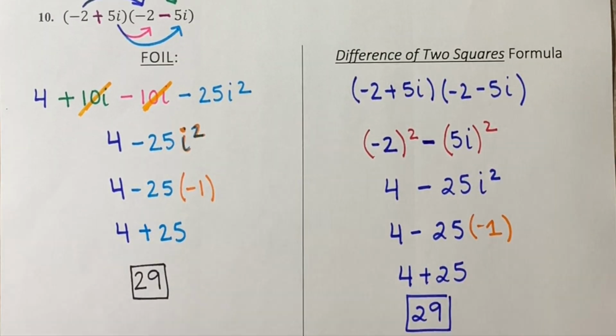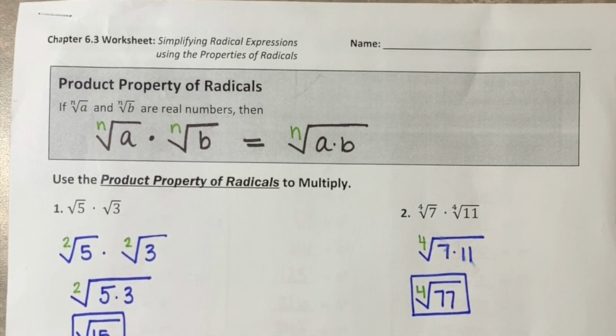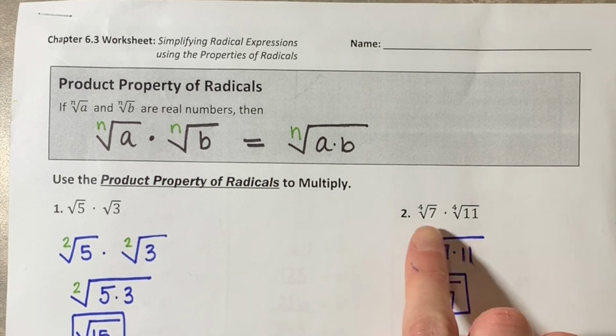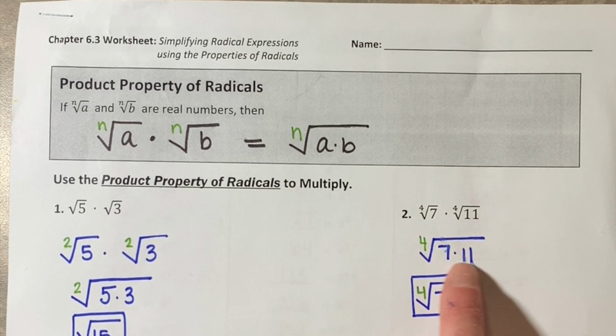And we get the same answer whether we FOIL or use the difference of two squares formula. Now, before we complete these last two problems, I want to quickly look back. In Chapter 6, Section 3, we learned the product property. And the product property told us that if you're multiplying two radicals, as long as they have the same index, you can combine that multiplication underneath one radical symbol.